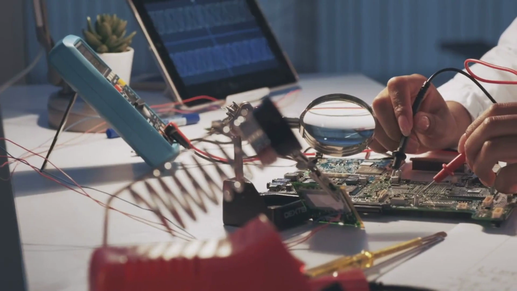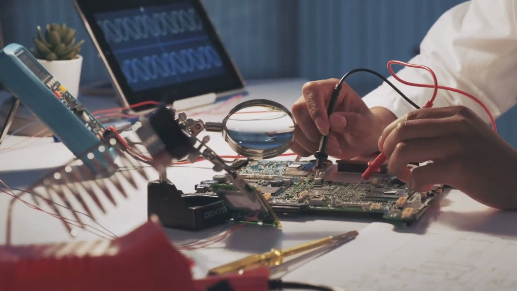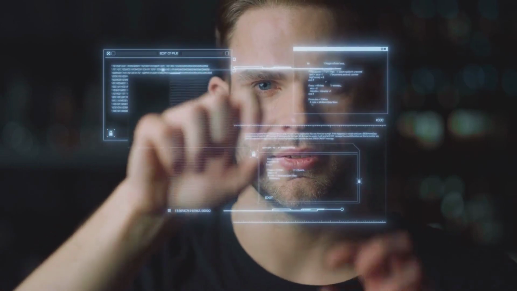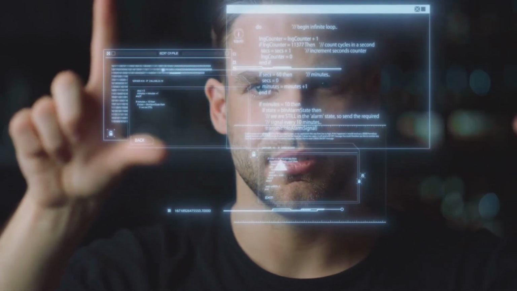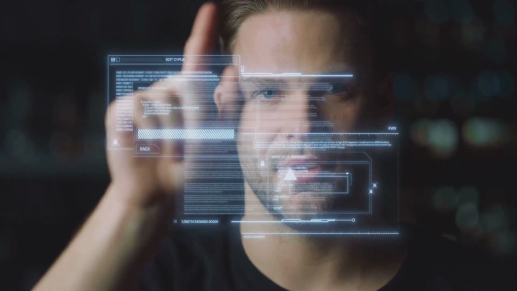Knowing the basics of voltage and resistance helps us to use and repair electronic devices correctly. Hopefully, this video has given you a clear understanding of voltage and resistance. Don't forget their important role in the world of electronics.